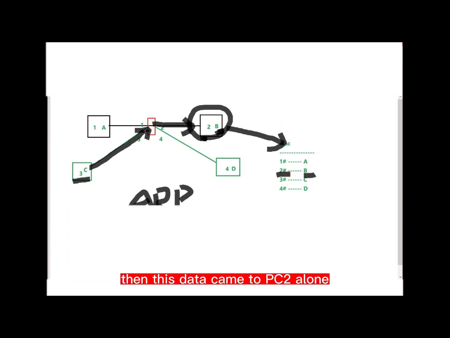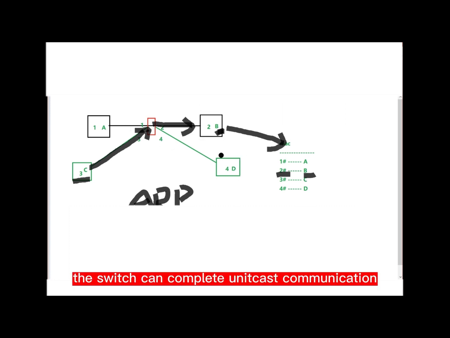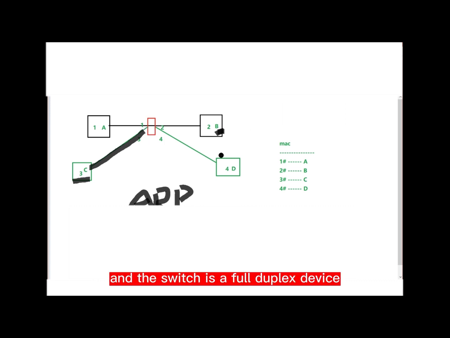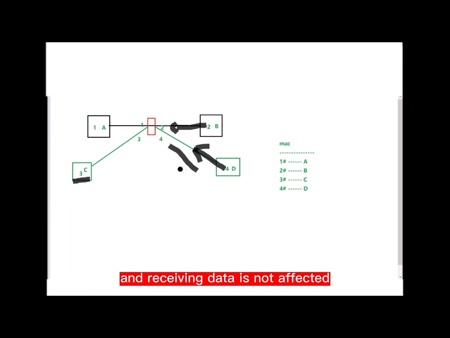Then this data came to PC2 alone. Then this data is for PC1 and PC4. They won't accept. The switch can complete unicast communication. And the switch is a full duplex device. The interface of the switch can isolate the collision domain. All devices can send at the same time, and receiving data is not affected.